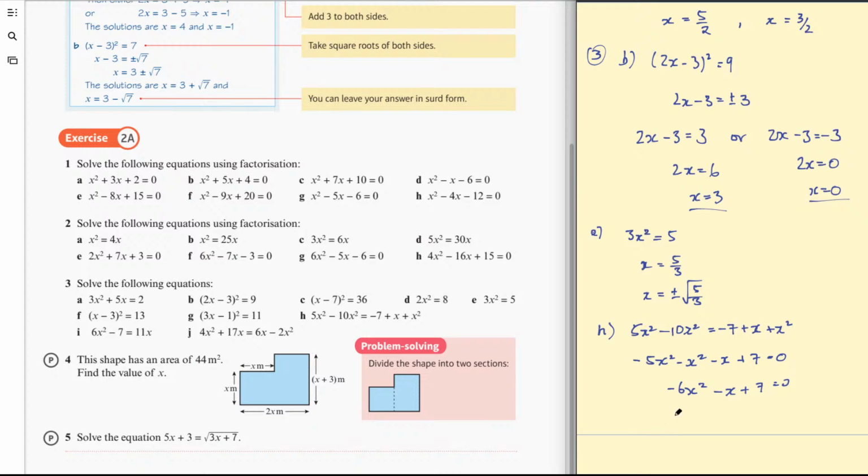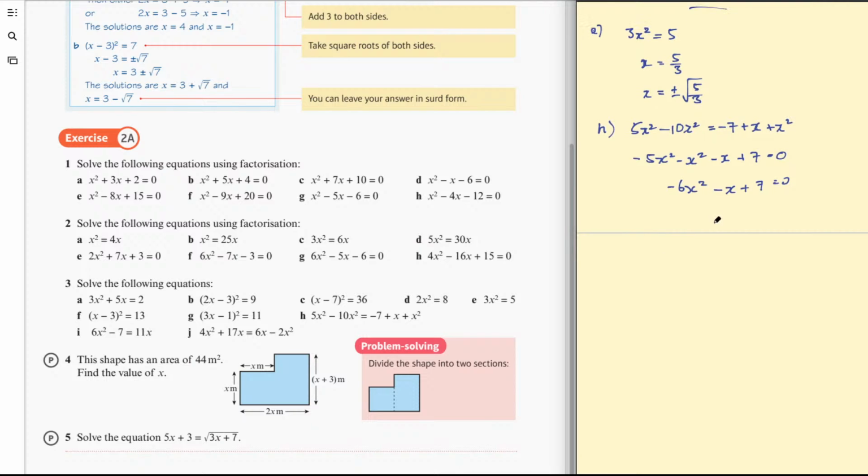Now what I like to do is if I have a negative term in front of the x squared, I usually divide through by negative 1. You don't have to do this. I'm not sure why I do it. It's just I find it easier when I have a positive coefficient of x squared. So dividing through by negative 1, I get 6x squared plus x take 7 equals 0.